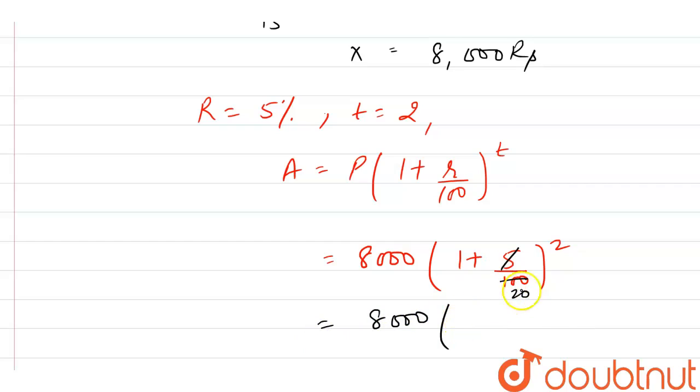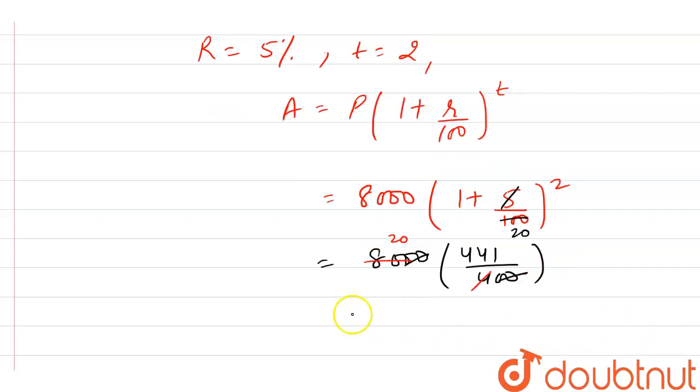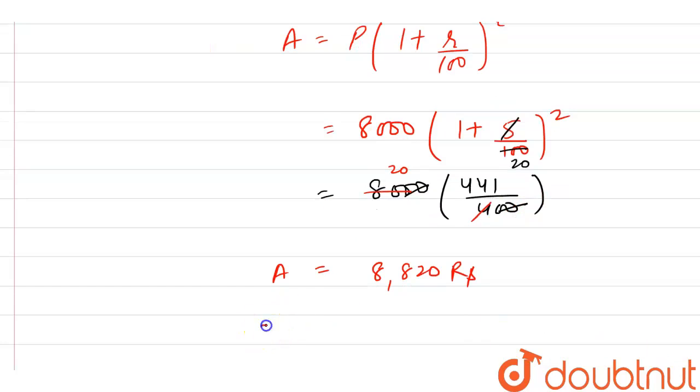21 square is 441 and 20 square is 400. Now these zeros get cancelled with these zeros, and this 4 gets cancelled with this 80 at 20. So it is 441 multiplied by 20. So we can say that the amount due is 8820 rupees.